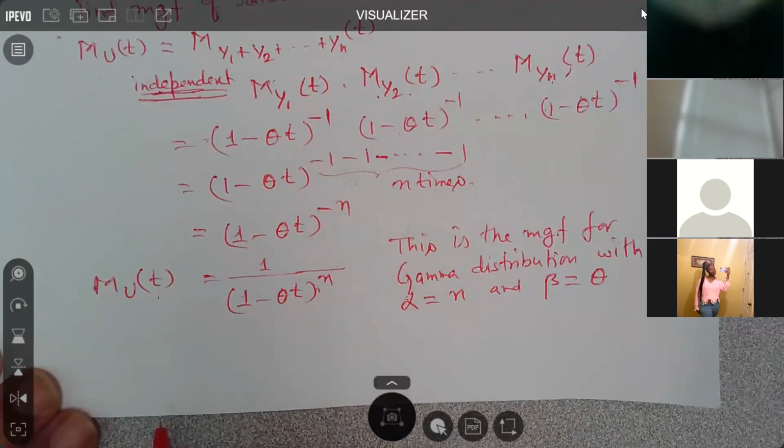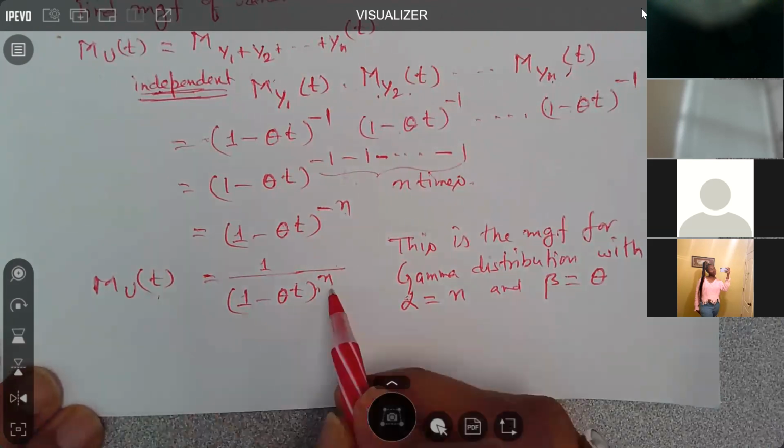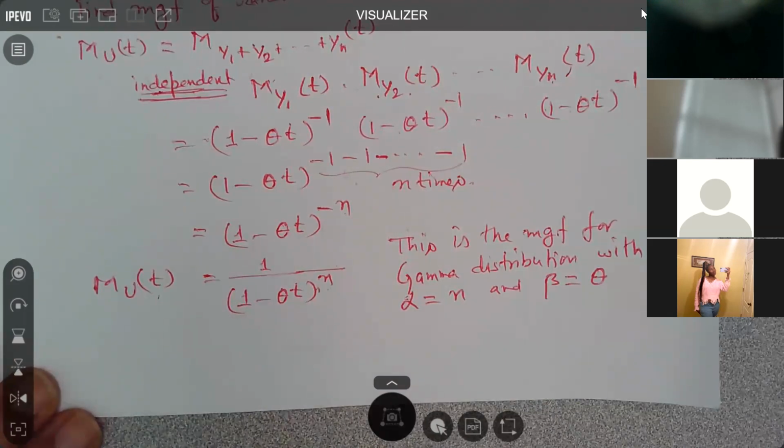So how did you get, is it because since n would technically be equal to the negative... is it alpha? Yes, this will be alpha. So that's why it's 1 over. So that one right there, the 1 over 1 minus theta t to the power of n, that'd be equivalent to 1 minus theta t to the power of negative n.